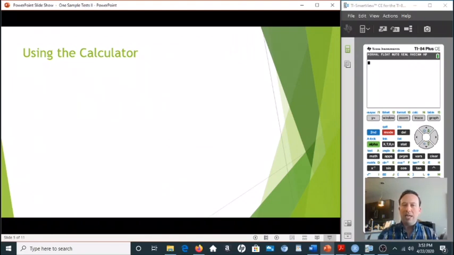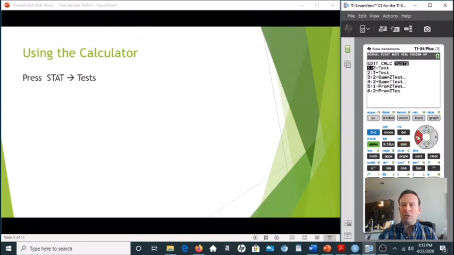Okay, so again, our focus today is to use the calculator to come up with the final numbers that help us make decisions about our hypothesis test. So using the calculator, we're going to press Stat, and then we're going to scroll over to this third column here, the test menu, and there's all sorts of tests in there.